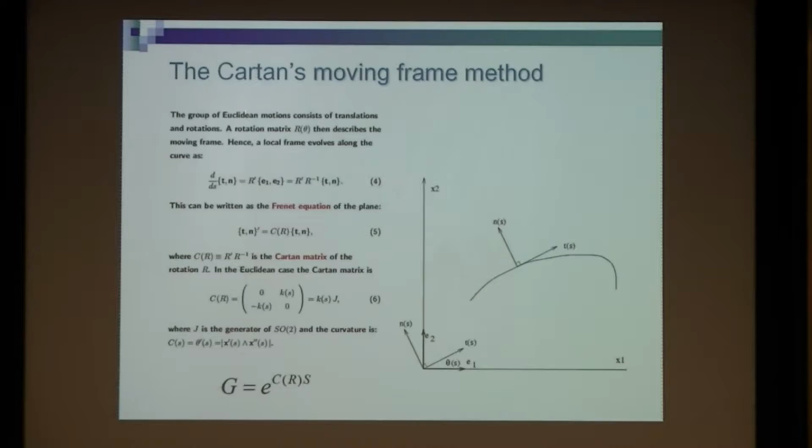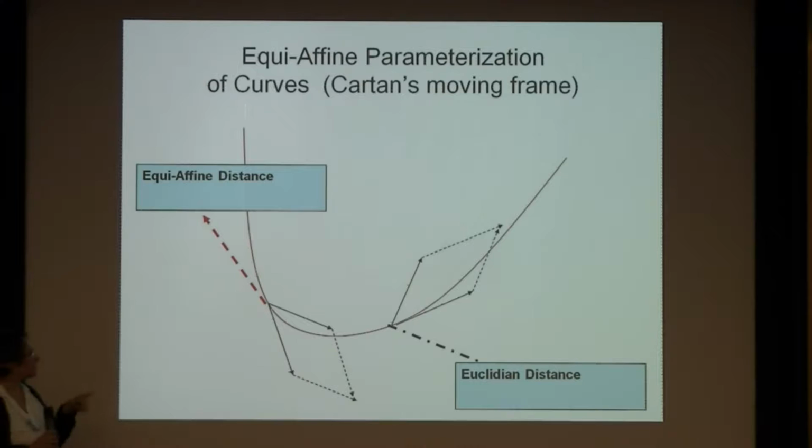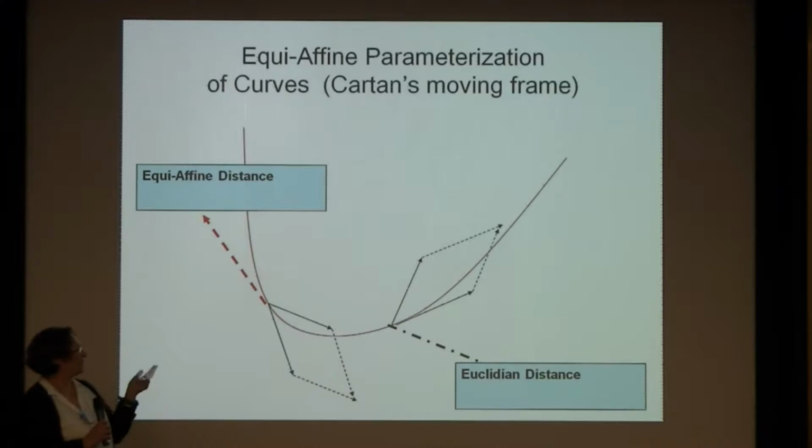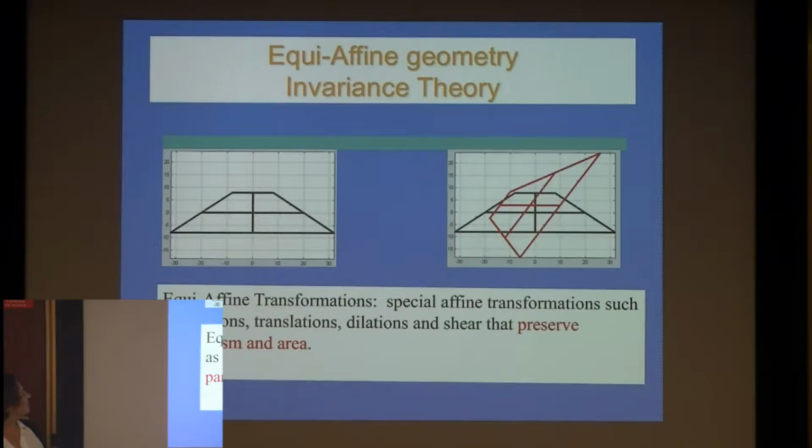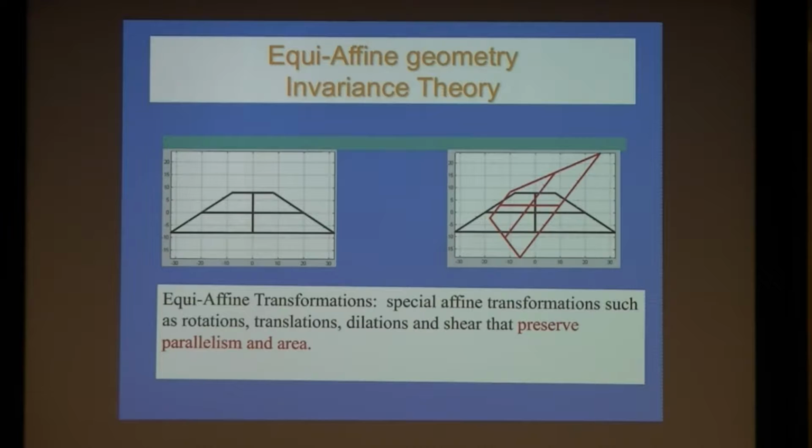But you can also have another coordinate frame, for example the equiaffine coordinate frame, where the tangent is in the same direction, but the normal is not at 90 degrees, not orthogonal to the tangent. They only create a parallelogram that preserves the area. So that's an equiaffine geometry. If you take a trapezoid and translate it, rotate it, and change the shape, you preserve the area, and parallel lines remain parallel. If you preserve the area, it's called equiaffine. If you don't preserve area, you call it general affine.